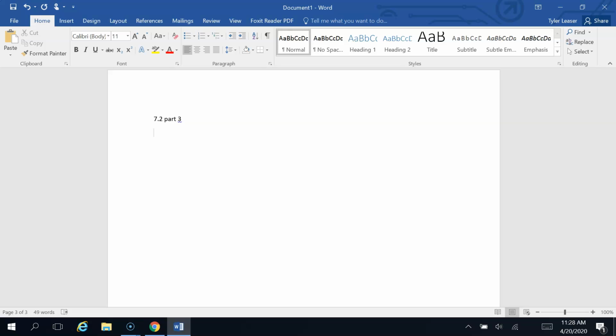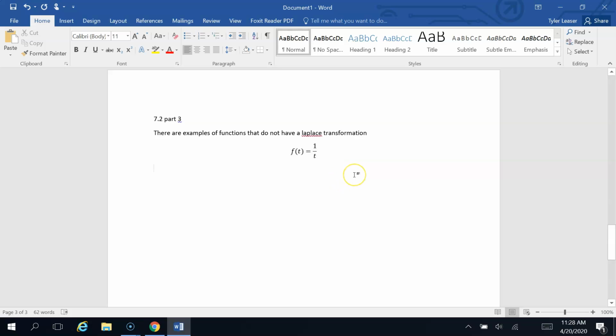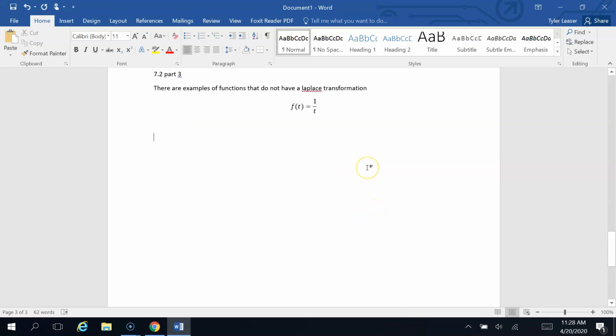So first thing I want to say is that there are examples of functions that do not have a Laplace transformation. Just as a quick example, the function 1 over t. You cannot find a Laplace transformation for this. It just doesn't exist. So we need to figure out when do we have functions that do have a transformation and when do we have functions that do not have a transformation. So let's look at some definitions.